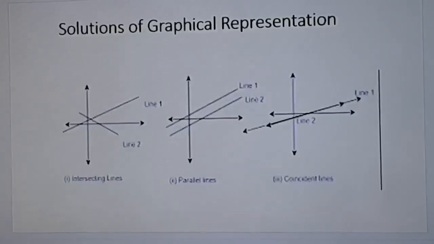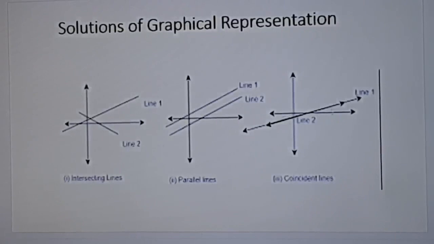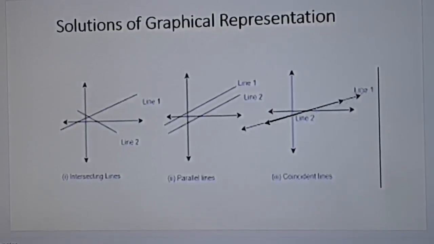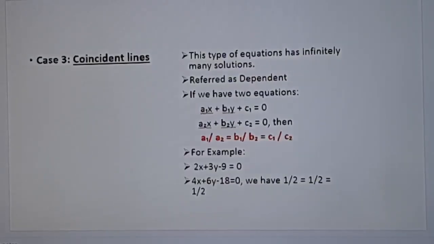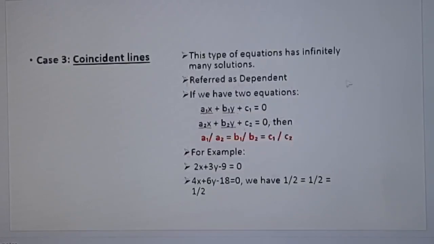Now let's see the third scenario when our lines are coinciding. Coinciding means they are just lying on each other. See, it's extended, that means these lines are lying on all the same points. Let's learn about this situation. Coincident lines. This type of equation has infinitely many solutions. We can see all the points of one line are touching all the points of the other line. This means it has many solutions, infinitely many solutions.